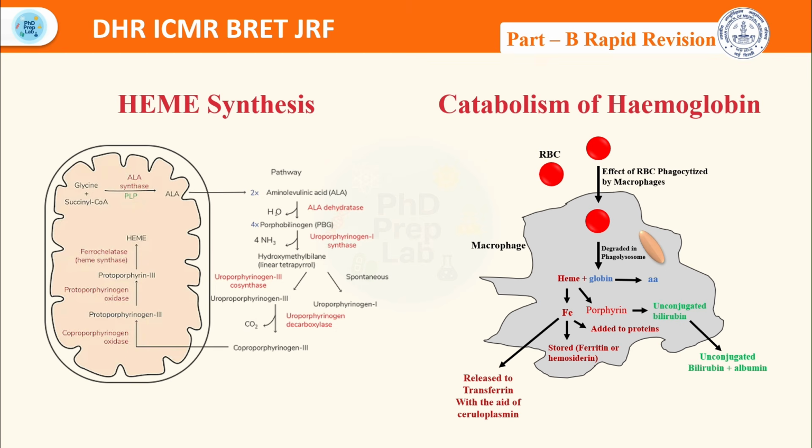So the summary, if I want to summarize it: from glycine and succinyl CoA, the substrates, it gives rise to ALA, then it forms PBG, then uroporphyrinogen 3, coproporphyrinogen 3, protoporphyrinogen 9, then protoporphyrin 9, and then finally leads to heme. So it happens both in your mitochondria and partly in your cytosol as well.